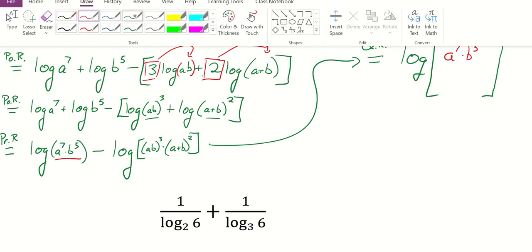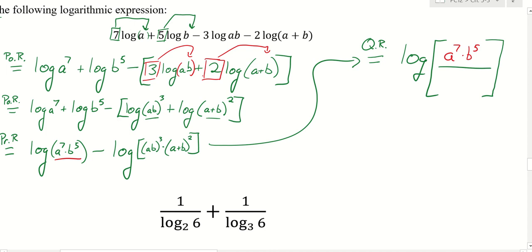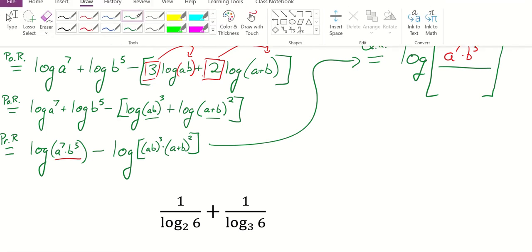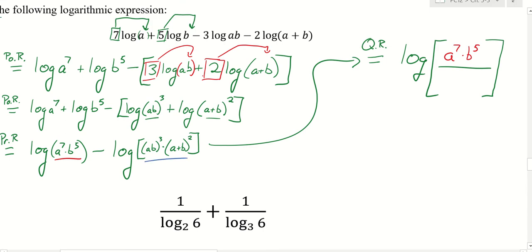And this second logarithm, the input of that second logarithm is going to be the denominator. So let's do that in blue. So we're going to have (AB) all cubed, which I can just write as A cubed B cubed. I'm just taking this and distributing this exponent into each of the factors inside the brackets, times (A plus B) right here, all squared.